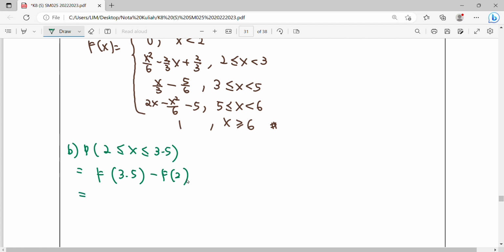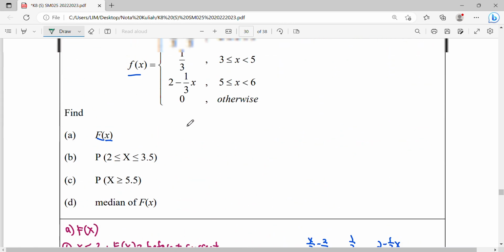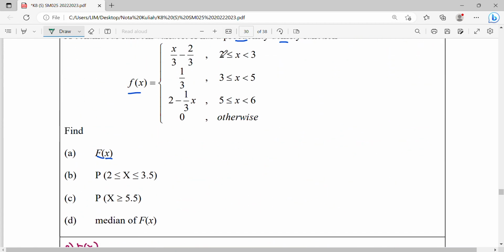So, kalau menggunakan F besar, kita mensubstitute nilai saja. Tak ada integration on F besar. You can use integration kalau kamu guna F kecil. If you use F kecil, if you use this function, yes, you integrate 2 until 3 for this function, and then 3 until 3.5 for this function. Okay, don't miss out.